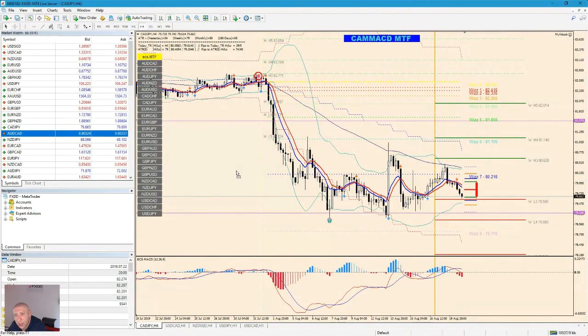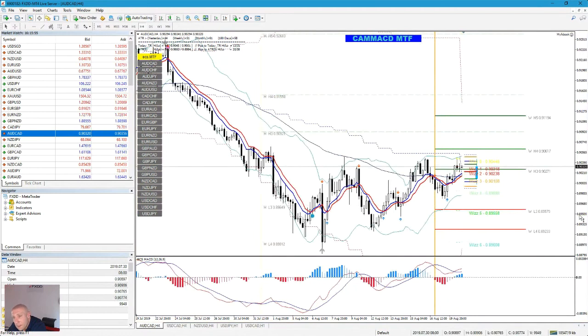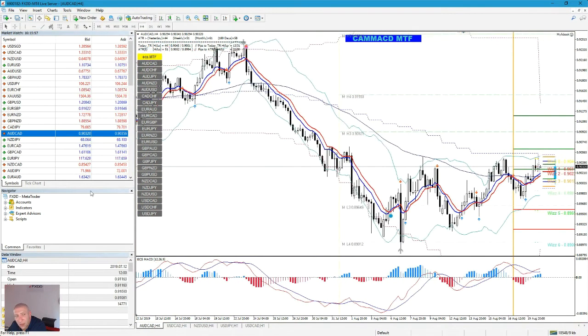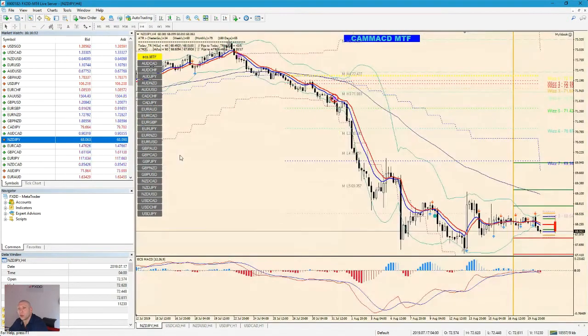The Australian dollar CAD, no clear signal. The price is ranging. I would skip the Australian dollar now. It really doesn't have anything to trade.